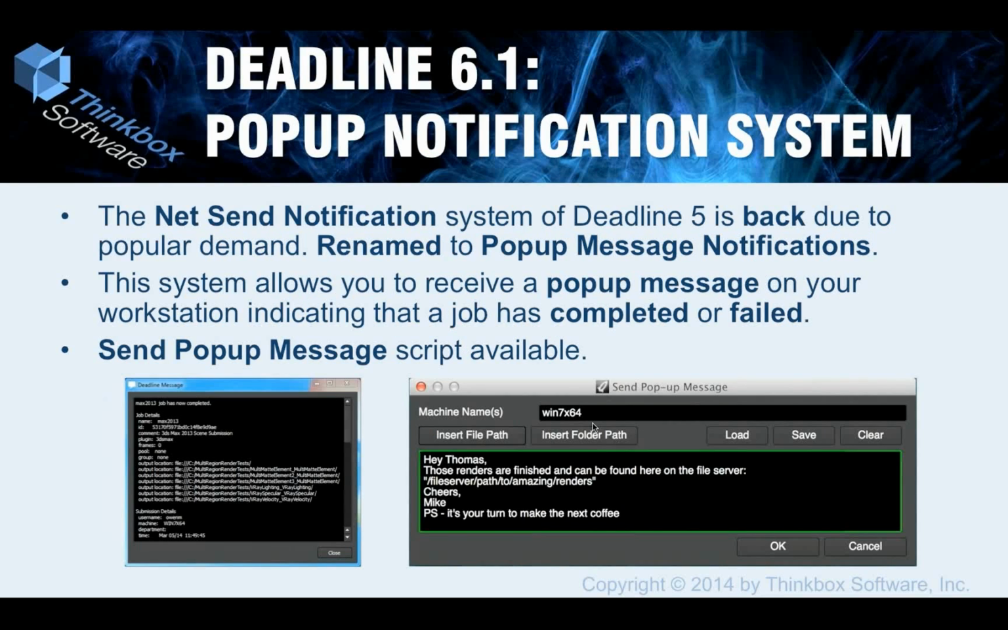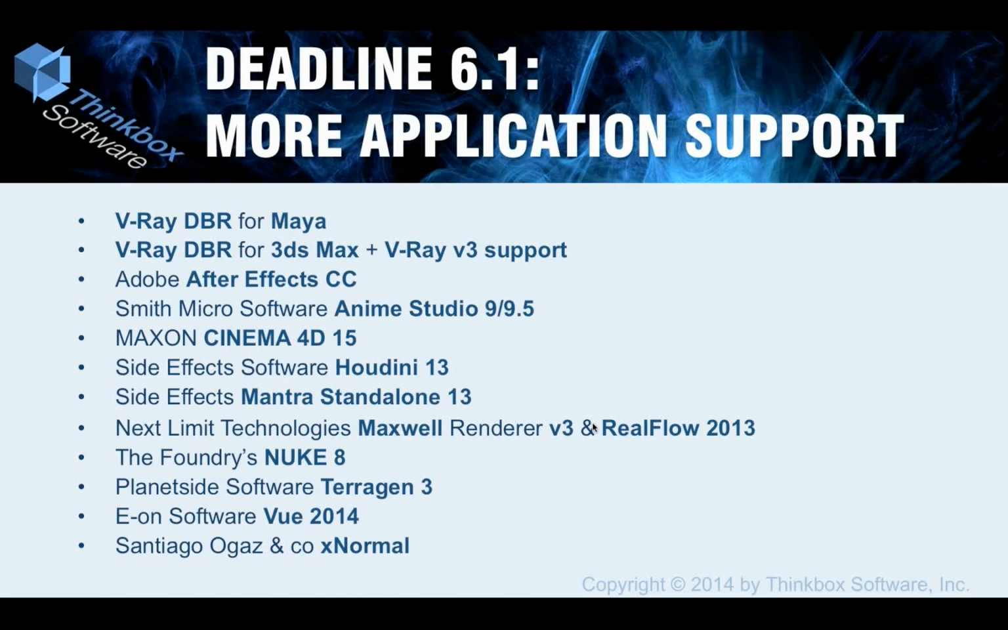More application support. New version of Deadline. That means more application support or updated version support for applications we already support. So with 6.1, we deliver V-Ray DBR for Maya and for Macs initially, as well as V-Ray version 3 support, including advanced post-submission renderer property support, changing as well in the properties. Latest version of After Effects CC, Smith Micro Software's Anime Studio 9.5, as well as Cinema 4D version 15.